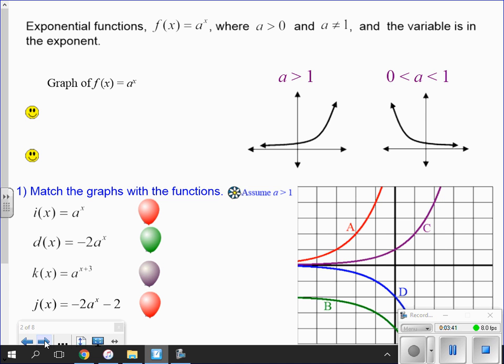Yes, there are functions where your variable is in both the base and the exponent. Ooh, you won't like those at all.